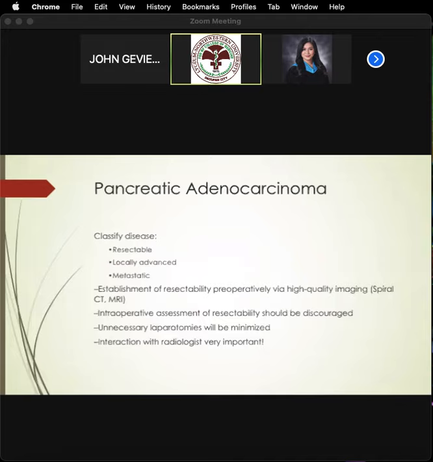So we have to classify if the tumor is resectable, locally advanced, or metastatic. Okay. So by just requesting a very good high quality imaging like CT scan or MRI, we could already establish resectability. Okay. But sometimes if this CT scan is not high quality or is not a pancreatic protocol, resectability is assessed intraoperatively. Okay?